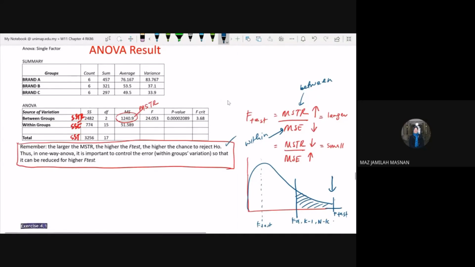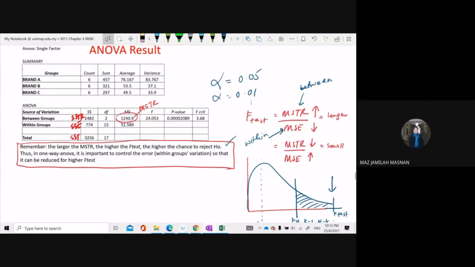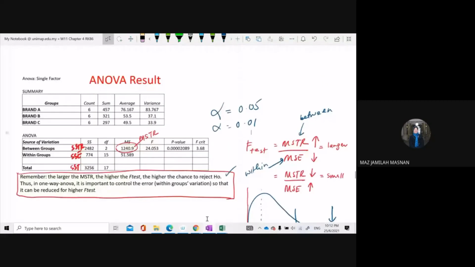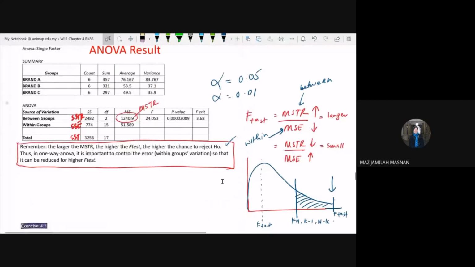What about the alpha value? You need to understand if your alpha is 0.05 compared to 0.01. Look at the value of your F alpha, because it will definitely give you a different F critical value. So far, do you have any question on this page, class? Do you have any question? No.